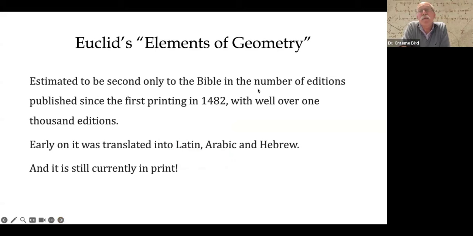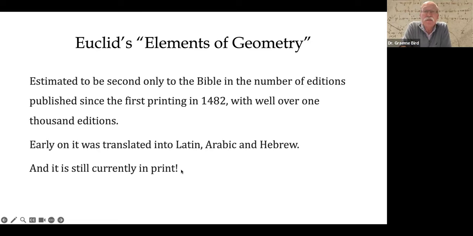Only second to the Bible in the number of editions published. So over 1,000 editions of Euclid, and I don't know how many of the Bible, but apparently more, was translated into Latin, Arabic, and Hebrew. I've tried to read a bit of it, and I can read it in Latin. I've tried to read a bit in Arabic, but I need to work more on my Arabic. But the Arabs helped contribute algebra to math, but that was after the Greeks. So the Greeks didn't really have the kind of algebra that we have now.